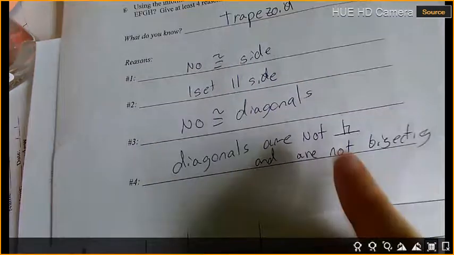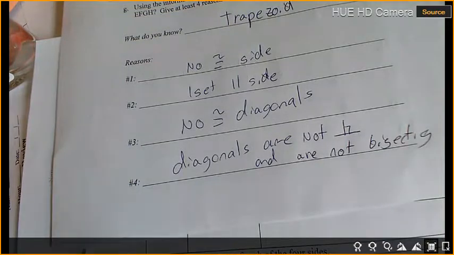Okay? If you don't have one of these, that's fine. That's why there's 5 possible things. You just have to have 4 out of the 5. You can put all 5 down, though, if you'd like.